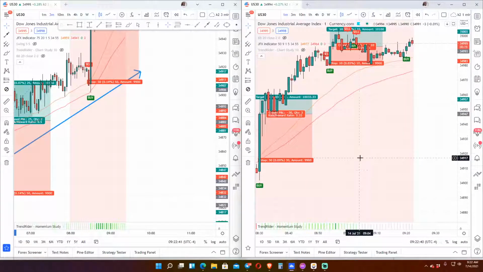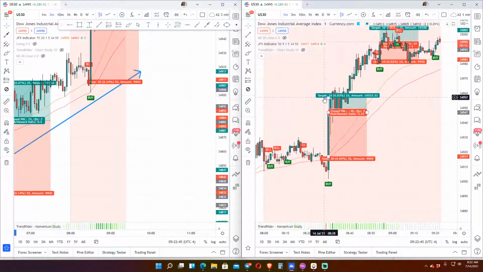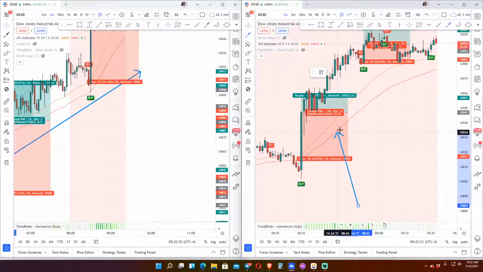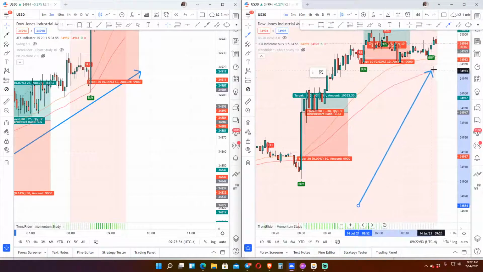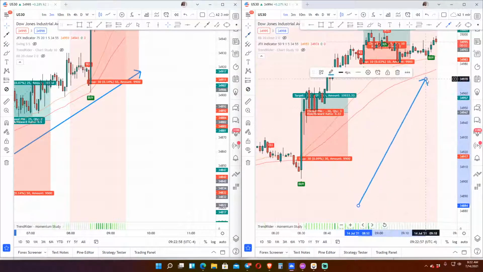As long as you see clean pivot lines like this, as long as you can see clean pivot lines that are moving up in an upwards fashion like this, you can take some pretty good buys, some pretty good scalps.